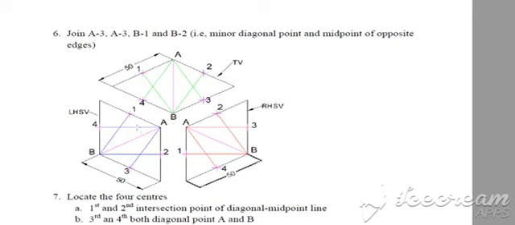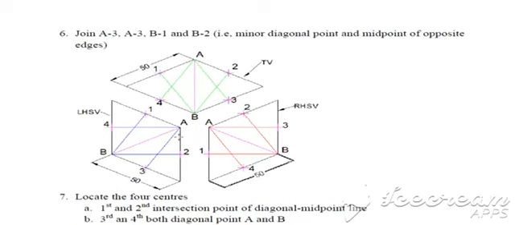Similarly here also for A, opposite point is 4 and 3. So join A4 and A3. For B, the opposite midpoints are 1 and 2, B1 and B2. Here also similarly A3, A4 and B1, B2.